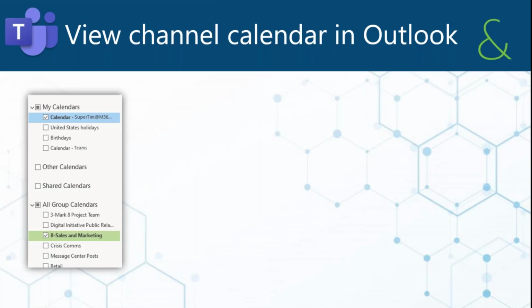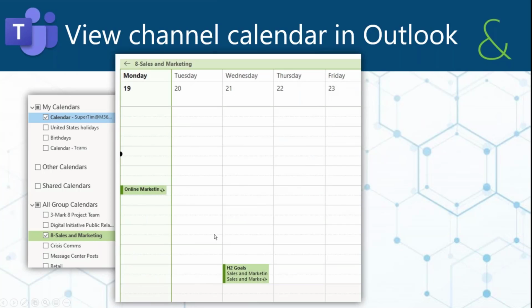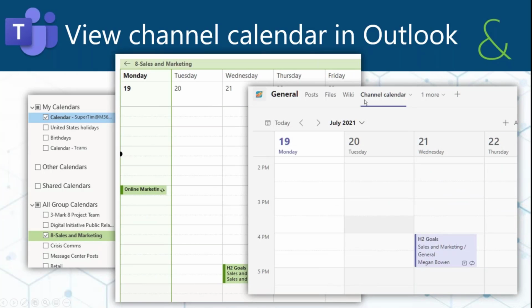So now you're working in Teams, and you're scheduling your meetings in Teams, but you want that calendar to show up in Outlook. So if you go into Outlook and look at your calendars, if you scroll down, you'll see group calendars. And again, here's that sales and marketing calendar. So this is what it would look like in Outlook. And then this is that same calendar I just created, a channel calendar in Teams.